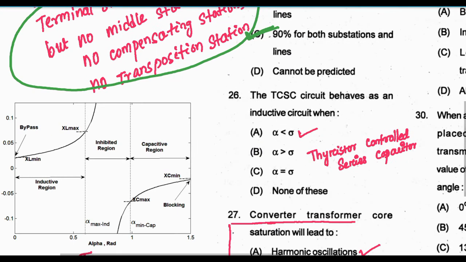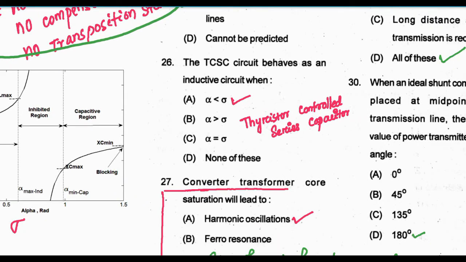Next question is given: the TCSC circuit behaves as inductive circuit when alpha is smaller than sigma. So here alpha and sigma, what are they, not given? So here alpha is the firing angle, and what is the TCSC? TCSC is the thyristor controlled series capacitor, and this is a compensating device, and for which this is a capacitor which is connected in series, but it may behave like inductor when, for which condition.